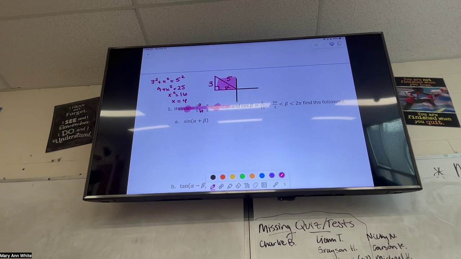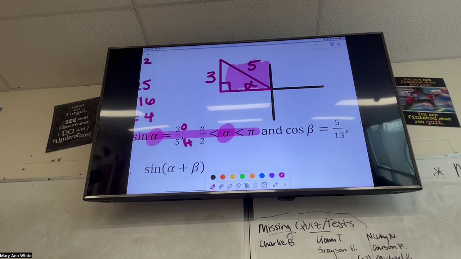Now, when I got 4, did you guys get 4 too? Is it going to be positive or negative? Negative. Why is it negative? It's going left, because we're going to the left. We're in quadrant 2, we're going to the left, so it's going to be a -4. Now we have all the sides labeled.